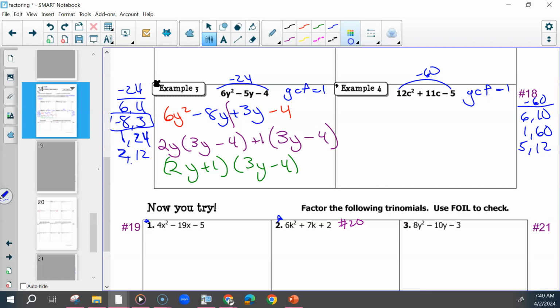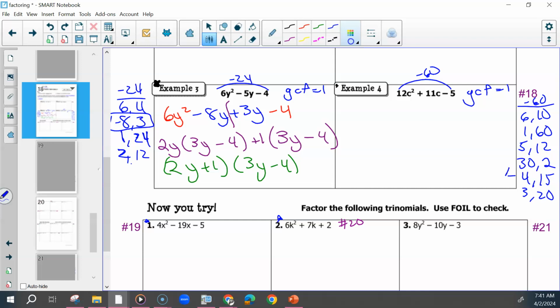What else? 30 and 2, 4 and 15. 1 more. We have 1, we have 2, we have 4, 5, 6. What about 3? Okay, so which of those would multiply to get negative 60 but add to be positive 11? 4 and 15. Which one would be the negative? 4.